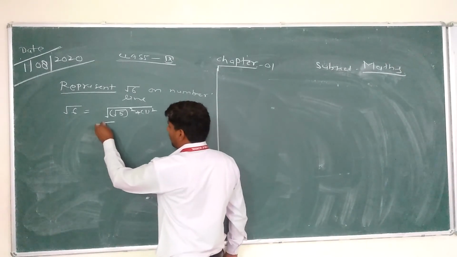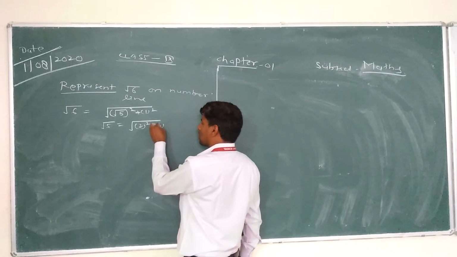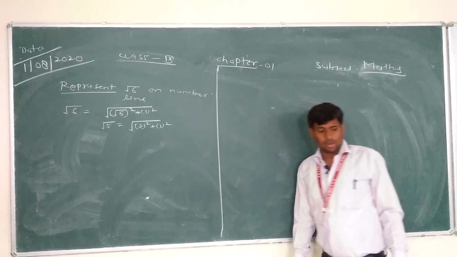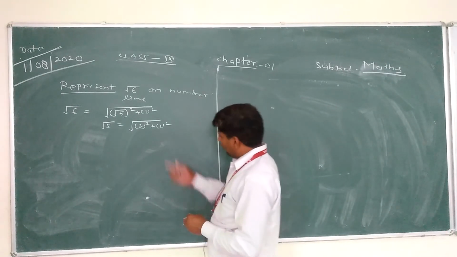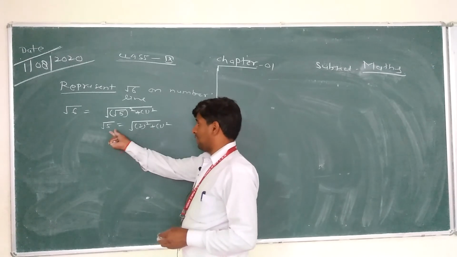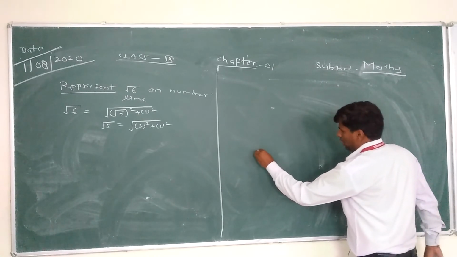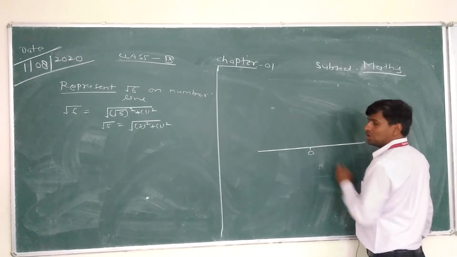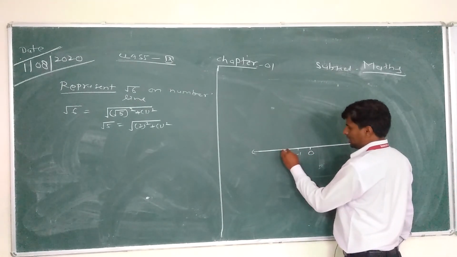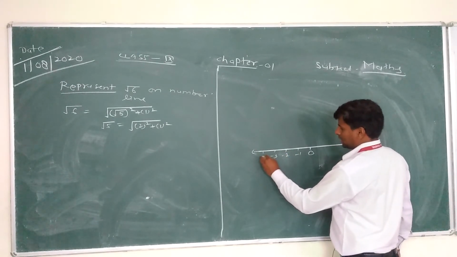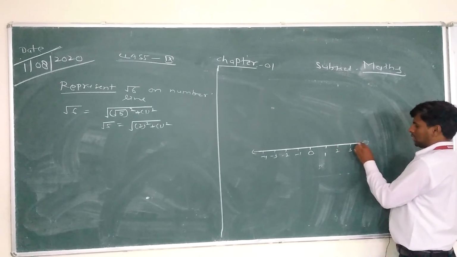But you know that for root of 5, you can write 2 square plus 1 square. So first we need to represent root of 5 in our given process. See here, how can we represent it? Draw the number line with 0. On the left hand side are negative numbers -3, -2, and on the right positive numbers 1, 2, 3.